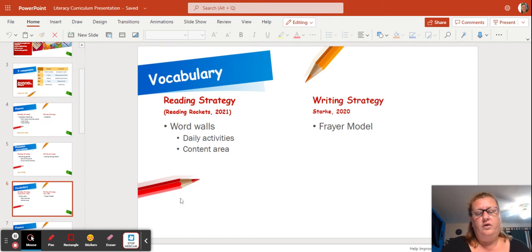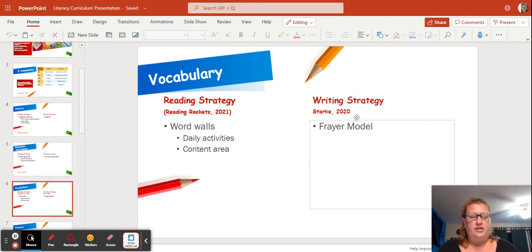Vocabulary, word walls are extremely useful, especially in content areas as you're going through a unit, let's say in science. Write down the vocabulary words, the definition, put them somewhere in the classroom where students have easy access to those words, where they can refer back to them as needed.